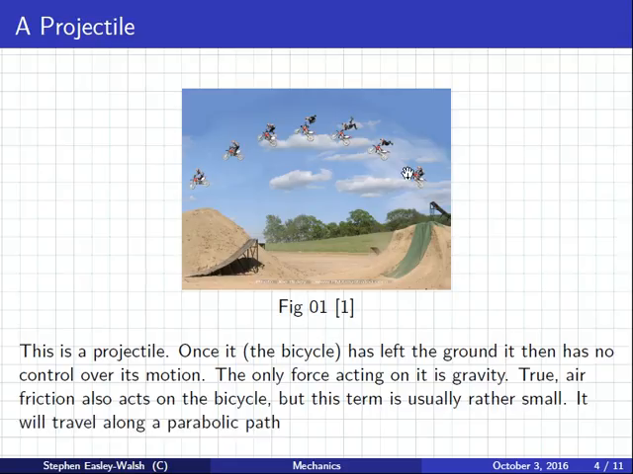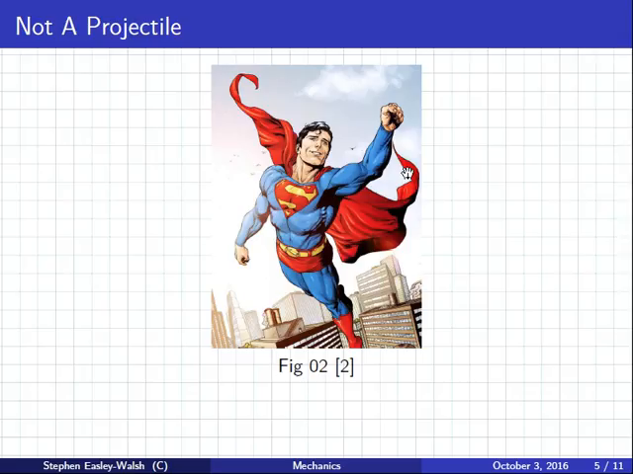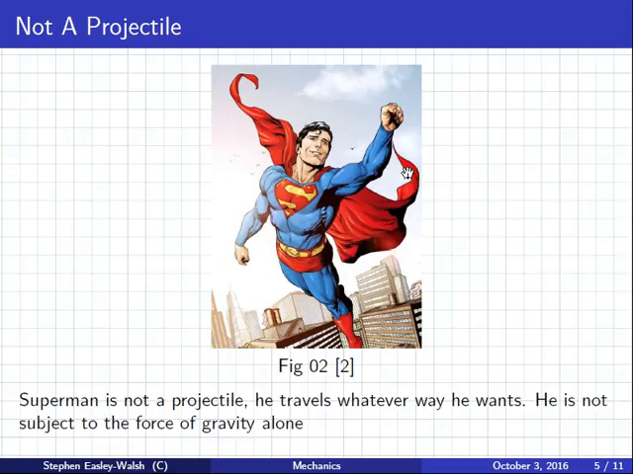It will travel this parabolic path as shown. Okay. So this is not a projectile. Why not? There's a force acting on it, keeping it in space. That's it, yeah. So projectiles have only gravity acting on them. That's all. No other force. He travels wherever he wants. Okay.